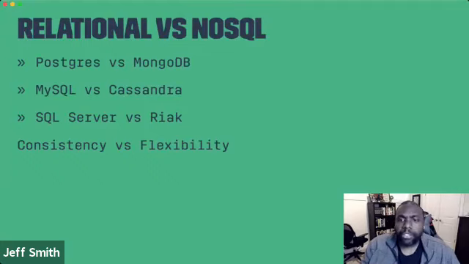A big thing that you hear, not so much anymore because people feel like the NoSQL camp has won, is relational databases versus NoSQL databases. You hear a lot about Postgres, MongoDB, MySQL, Cassandra, SQL Server versus Riak. I think the real crux between these two technologies is consistency versus what I call flexibility and scalability.